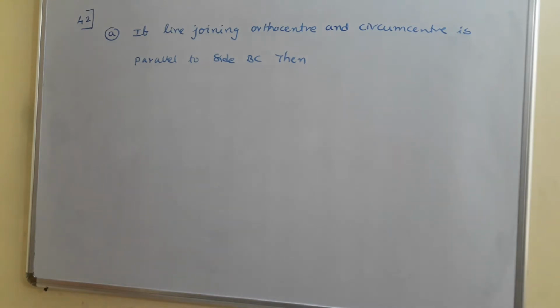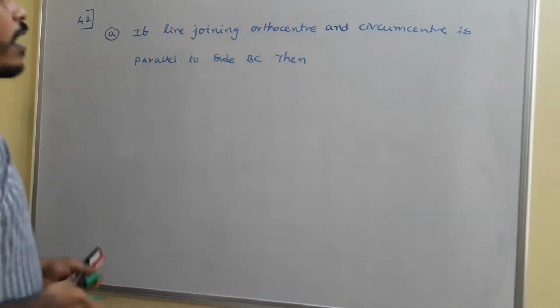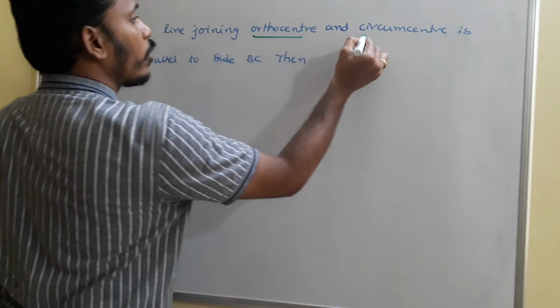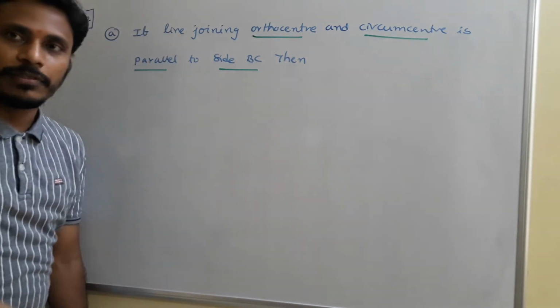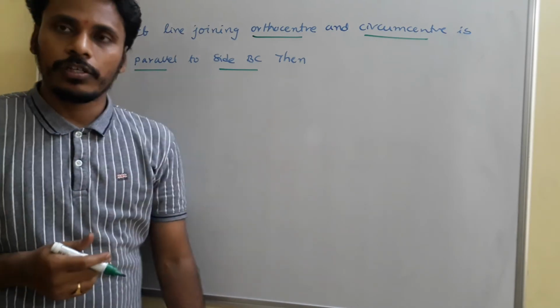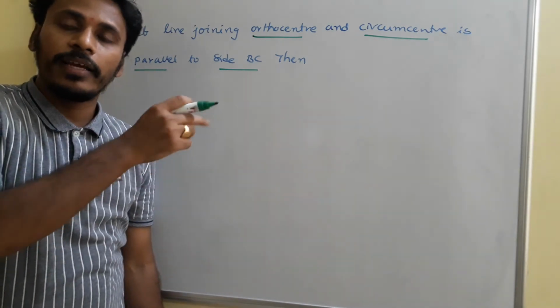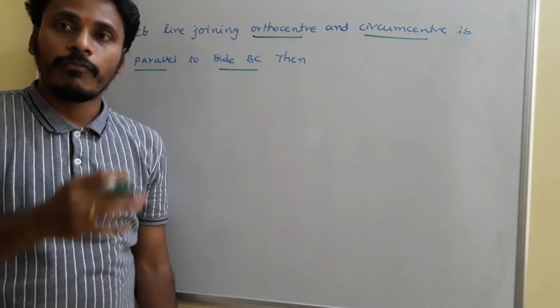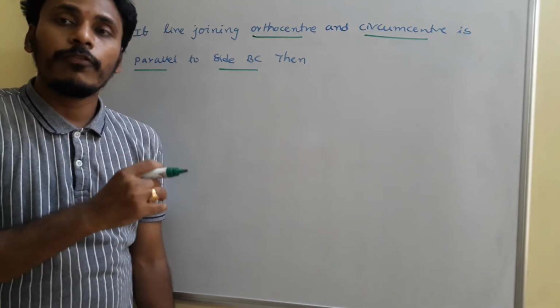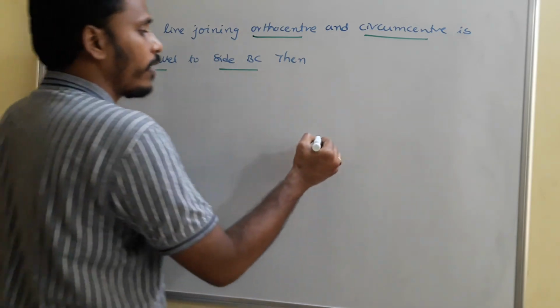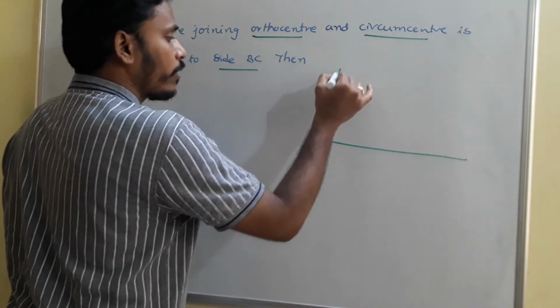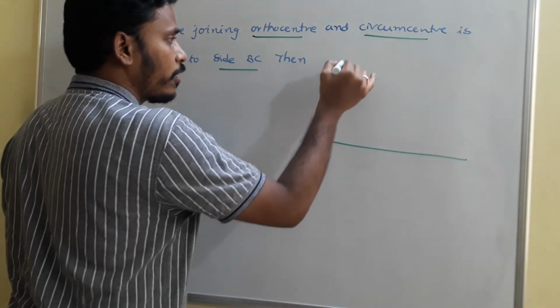(42a). If the line joining the orthocenter and circumcenter is parallel to side BC in a triangle ABC, we need to analyze the situation. We know that somewhere there is the orthocenter and somewhere there is the circumcenter. If the line joining those two is parallel to the side BC, then what will happen? Just think about it.